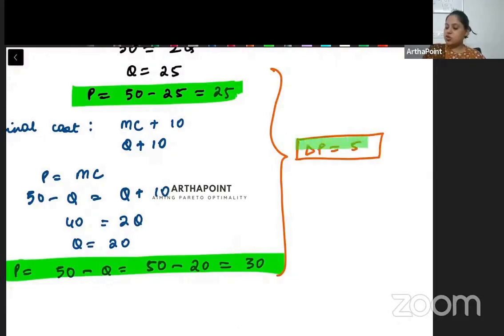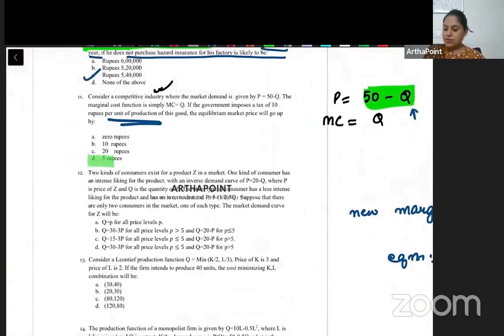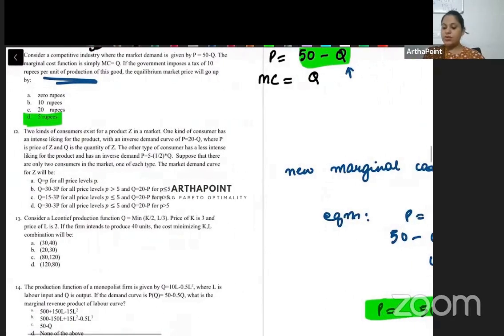So this is your change in price, right? So the answer to this question will be 5. This is the change in price. Okay, come to the next question. This is also a good one.